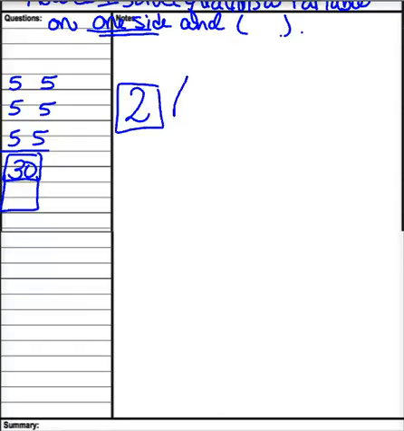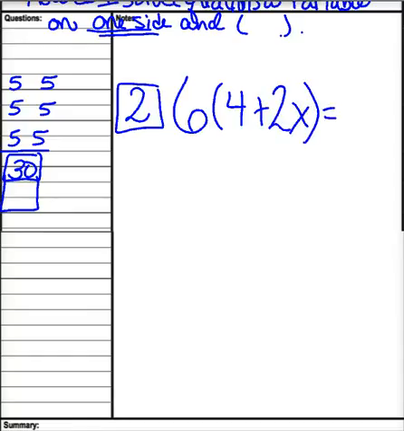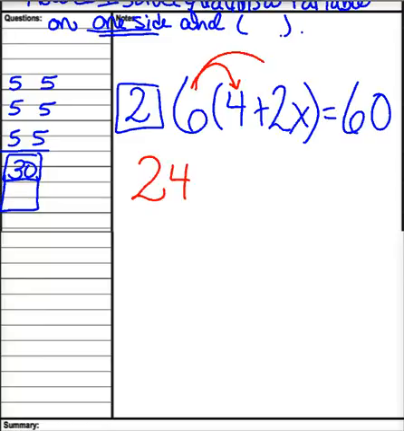We are going to do 6 times 4 plus 2x is equal to, and let's make it equal to 60. Again, our goal is to attack that x, and immediately it's stuck in those parentheses, so we're going to hop this in. 6 times 4 is 24. 6 times 2x is a 12x.